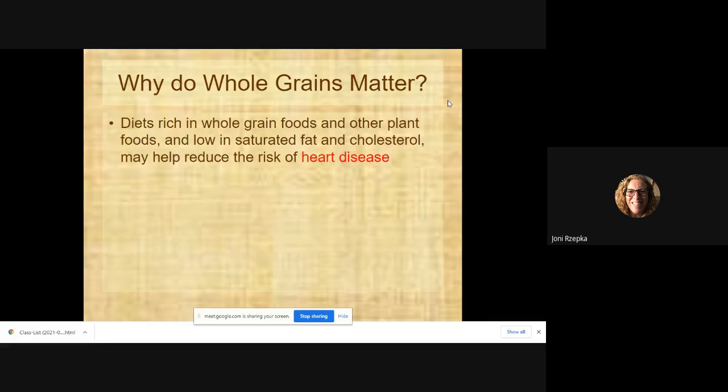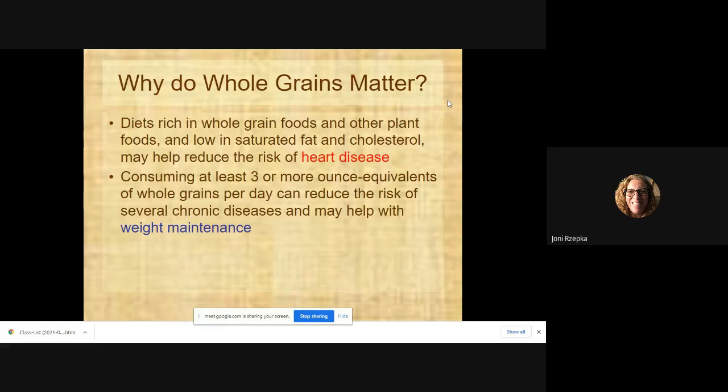So why do whole grains matter? Diets rich in whole grain foods and other plant foods and low in saturated fat and cholesterol may help reduce the risk of heart disease. And remember, that's the number one killer in the United States. So whole grains do matter, and they're rich with nutrients, and they're going to help fight one of the leading causes of death, which is very important.